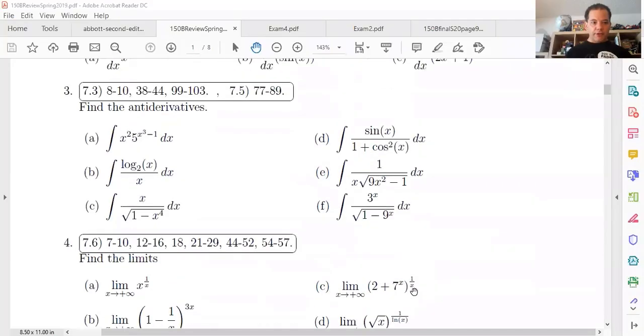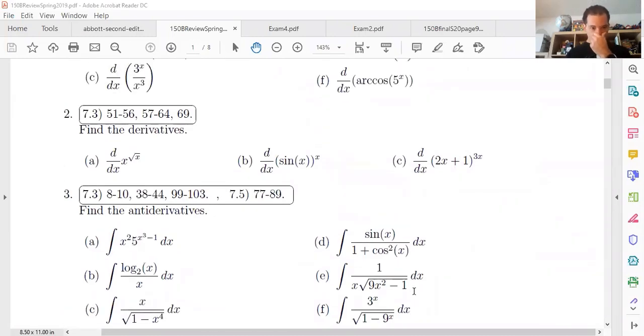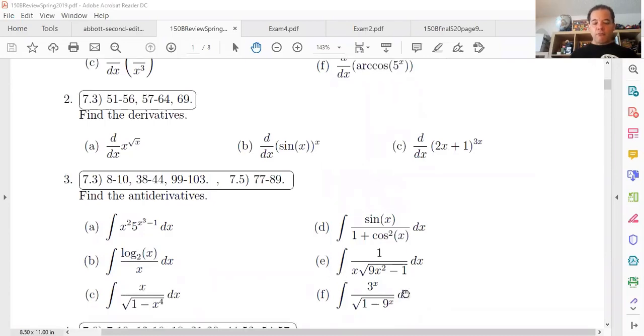Can you go to problem set 3? 7.3. For F, what would you do the u-substitution for? For F in 3, the integral? Yeah. I would use 3 to the x. The derivative of 3 to the x is 3 to the x times ln 3, right? And that should do it.